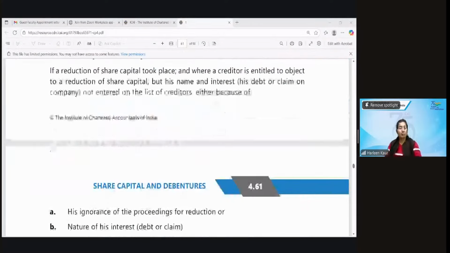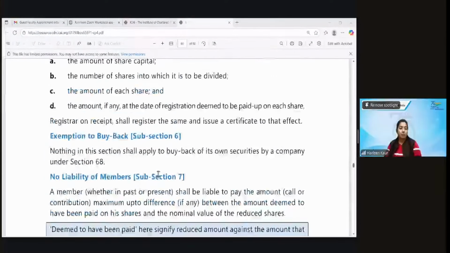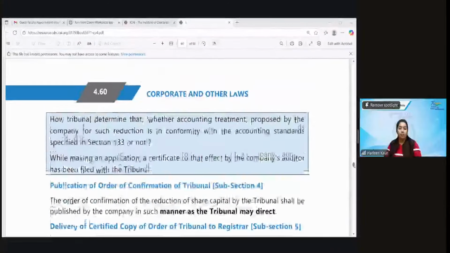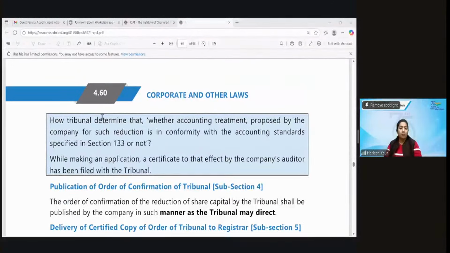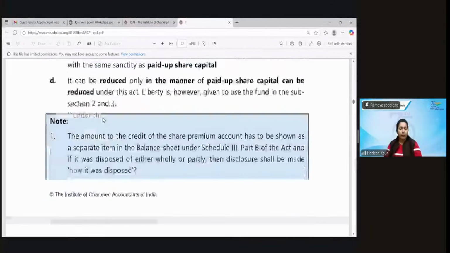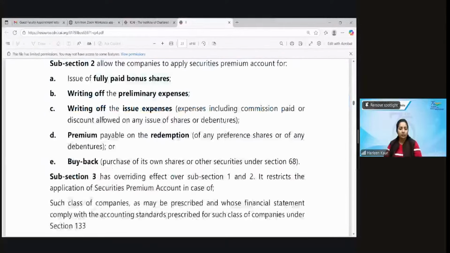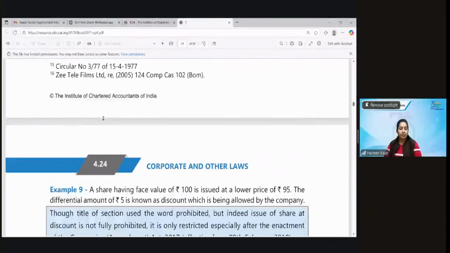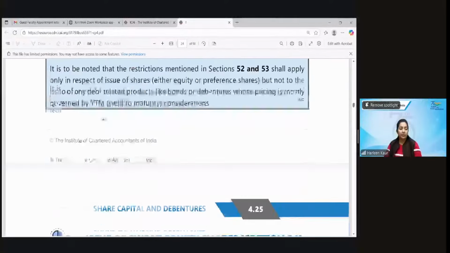Now, I'll just open the chapter from study also. एग्जाम्पल नंबर 11 में आई थिंक ये दिया हुआ है.